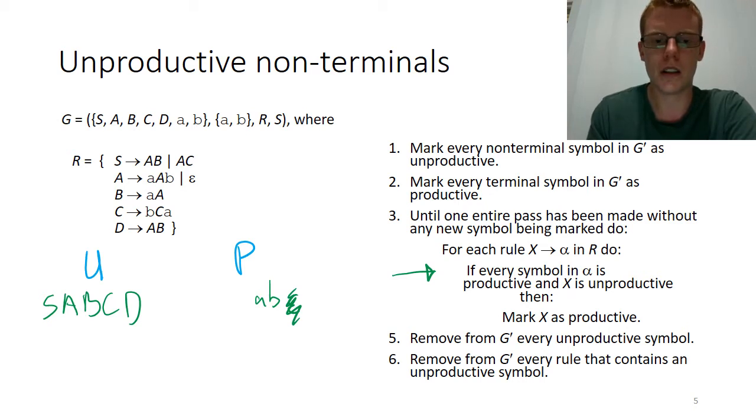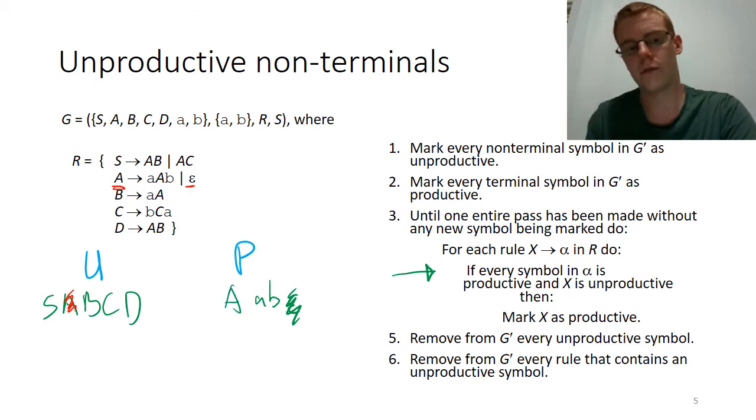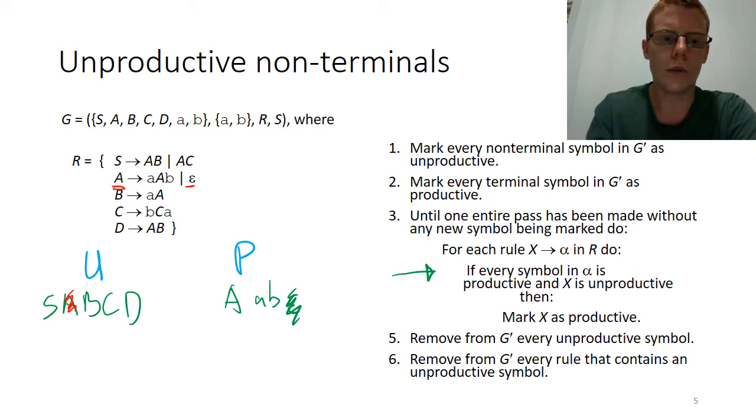So let's look through here. If we look at the rule A goes to epsilon, we can straight away see that everything on the right-hand side of that rule is marked productive, i.e. nothing on the right-hand side is unproductive. So we can straight away move A over to our list of productives. Now we go back through and start right from the start again, and we now see that B here has only elements from our productive set P in it. So we can move B over as a productive non-terminal.